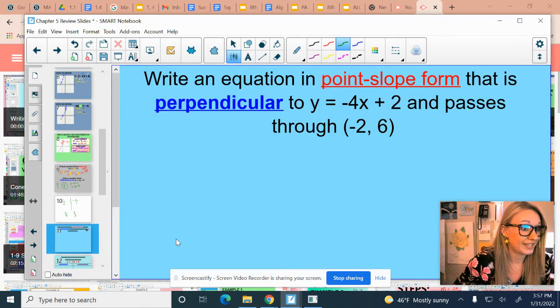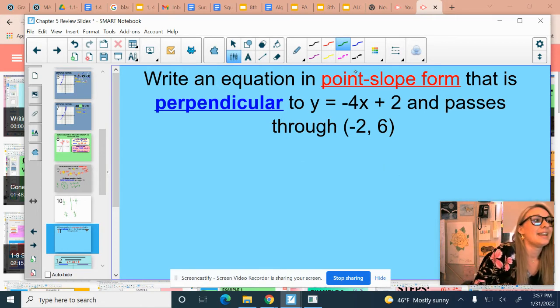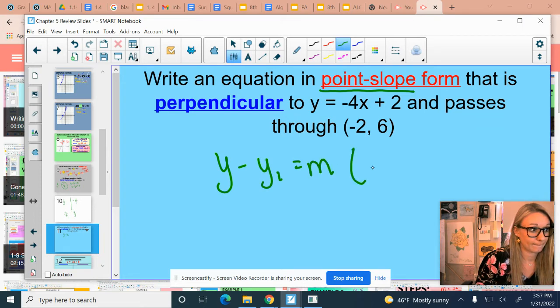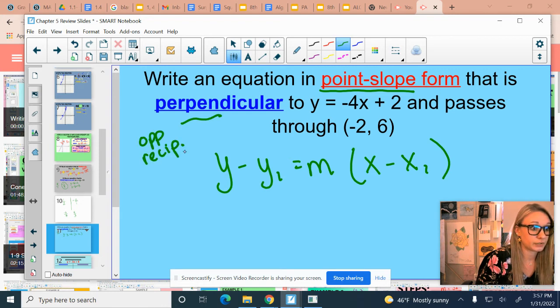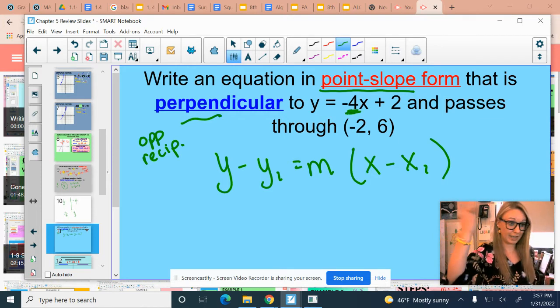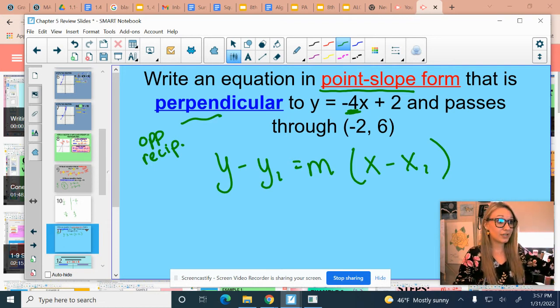Okay, now this is probably the most important slide. I'm just kidding, they're all important. But no, this one for real. Now I want an equation that's in point-slope form. All right, so let's start there. That is perpendicular. Okay, that's your clue. They're going to need to be opposite reciprocal slopes to this equation. So our -4, we're going to have to figure out the opposite reciprocal. And it's got to pass through that point. So looking at this, you need it in point slope. It's perpendicular. You're going to have to figure out the opposite reciprocal and plug in that point.